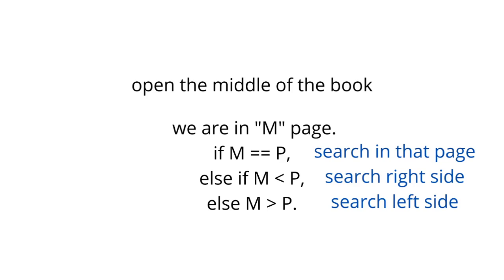it's the Python page, and we search for the word Python. If not, if it's less than P, we search the right side, and if it's greater than P, we search the left side of the book, and we do the same, and it goes on like that. So this is the basic idea behind binary search. We divide the book by half every step, and we do these three checks: whether it's equal, greater than, or less than.